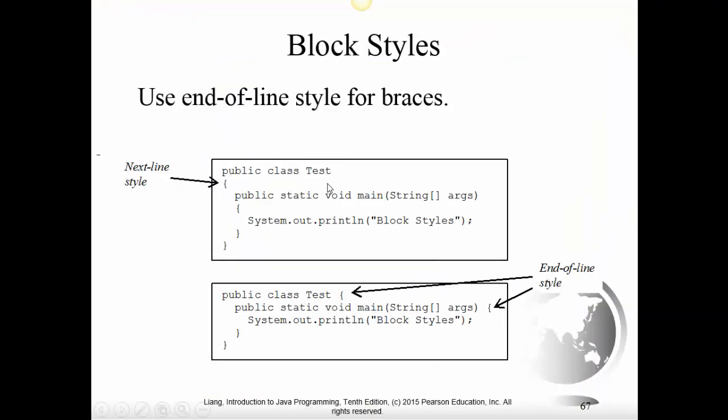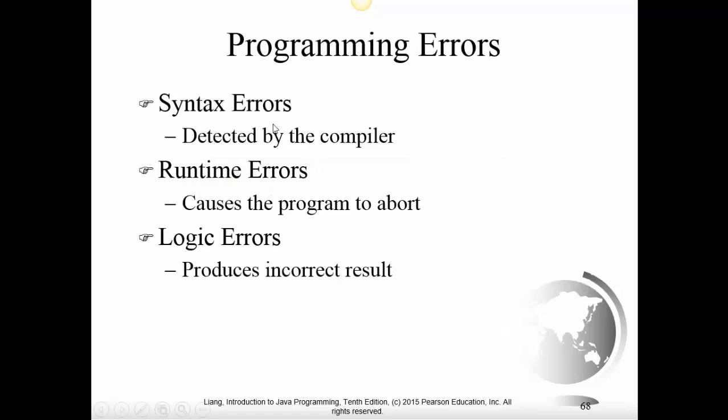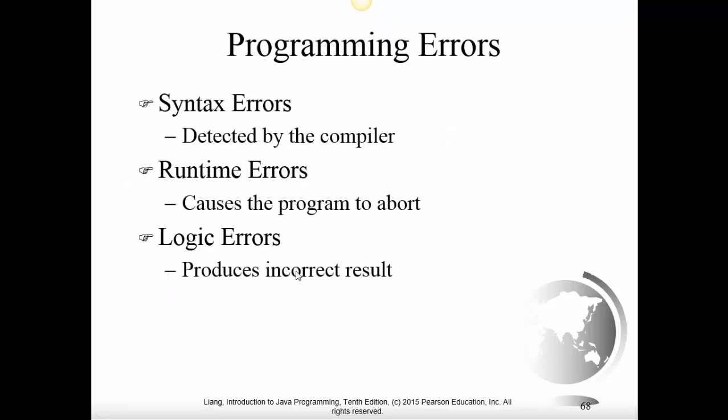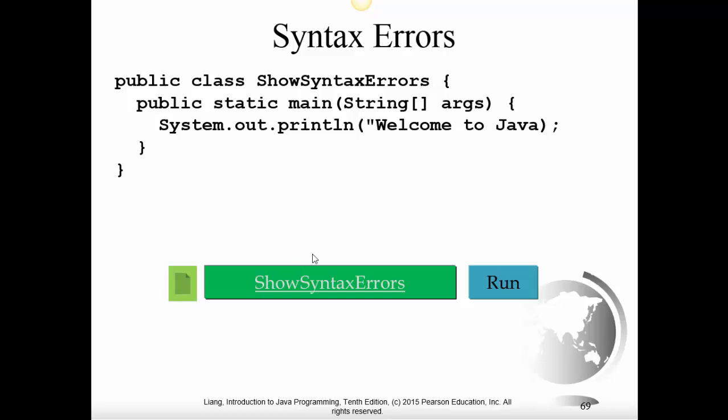Let's talk about different programming errors. In terms of programming errors, we have three different types: syntax errors, which are detected by the compiler; runtime errors, which cause the program to abort, and you're going to see this more in chapter 6; and logic errors, where you get an incorrect result.